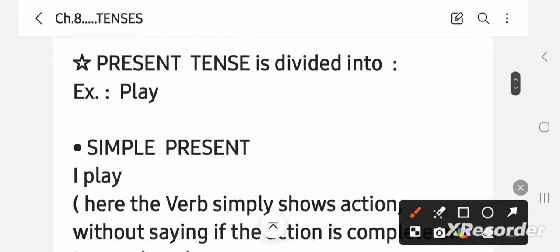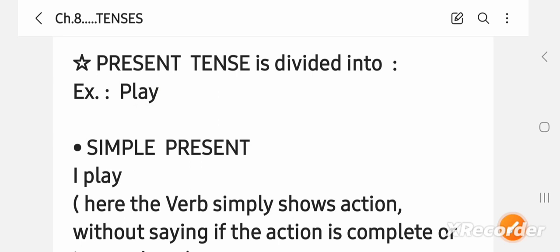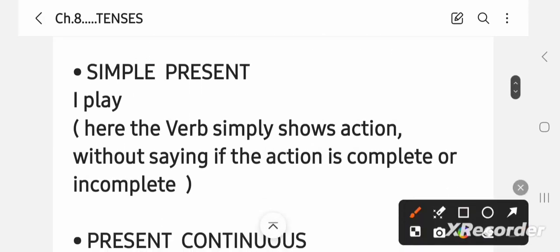Now, tenses are basically divided into 4 parts. Now let us take the first tense, that is the present tense. Let us take the example of the verb play, and we'll convert it into different kinds of present tenses. The first part is simple present tense. When I take the verb play, I just write I play, he plays, they play, she plays.